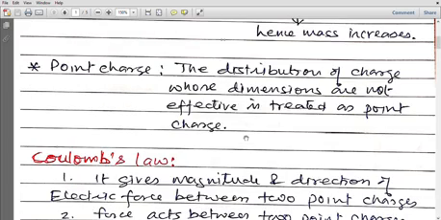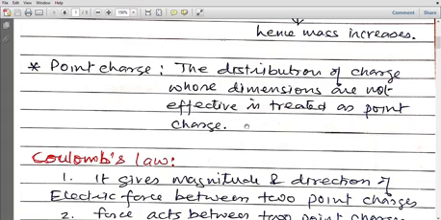Now the next topic is the point charge concept. As we know, in mathematics, a point means a structure without any dimension. Similarly, if the charge is distributed in such a way that its dimensions are not effective, then such a charge distribution is treated as a point charge. And this concept will be used in Coulomb's law.